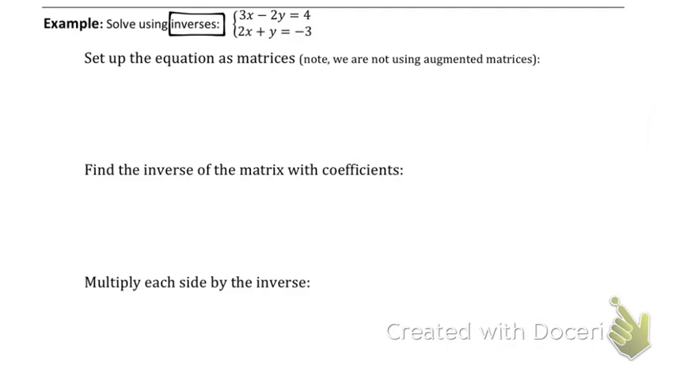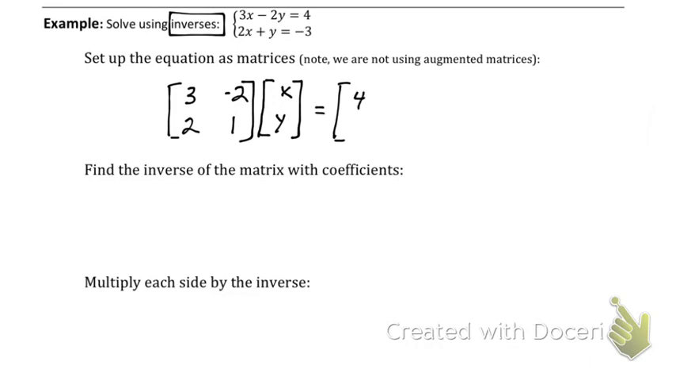We're going to set up a matrix. In Gaussian elimination, we use an augmented matrix. With these, we use the multiplication matrix. So it's going to look something like this. We are going to have our numbers. So I have 3, -2, 2, 1. We are going to multiply that by our variables in the order in which they appear. x appears first, so we put x on top. We put y next. And now we just say that equals 4 over -3.